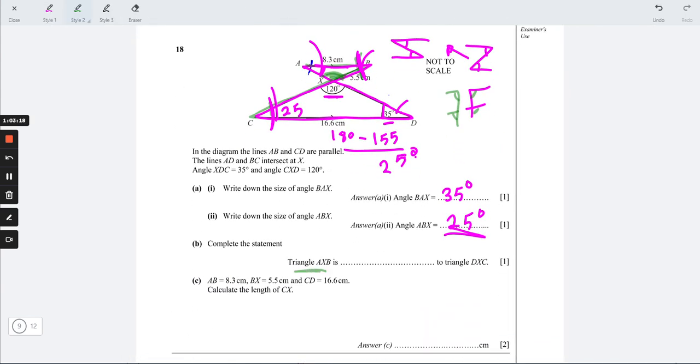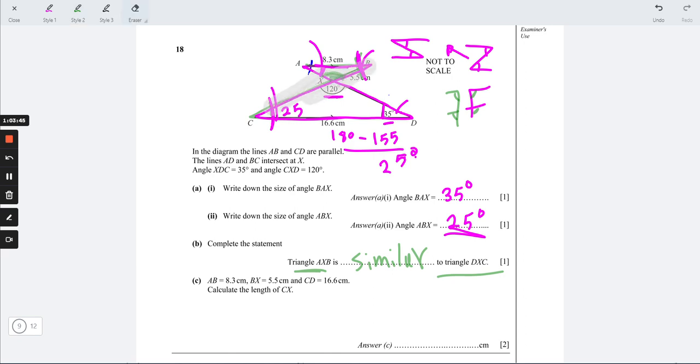So this triangle is similar to triangle DXC. All angles are equal in both triangles. For this reason, we call them similar triangles. Now in this one, AB is 8.3, BX is 5.5, and CD is 16.6.